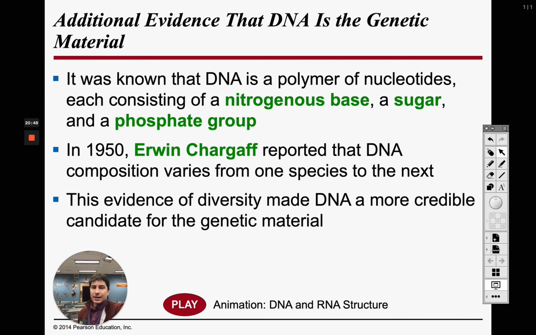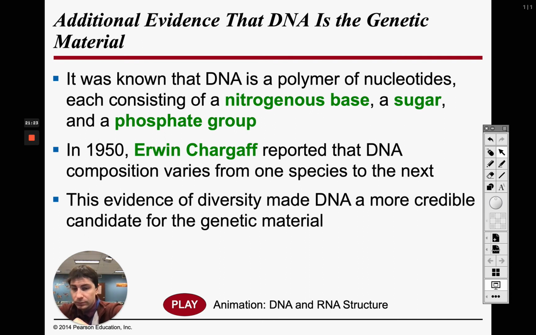Okay, so let's fast forward a little bit. This was still a little bit before Watson and Crick, but pretty much around the same time. We knew that DNA was made out of monomers called nucleotides, and we just went over that. We have a nitrogen base, whether it's adenine, guanine, cytosine, or thymine for DNA. If it is RNA, we add some uracil in there instead of thymine. It's a sugar. So DNA is deoxyribose. RNA is ribose. And it also contains a phosphate group.